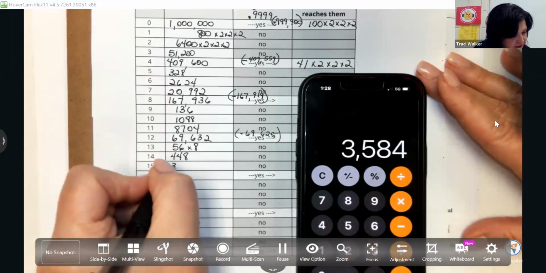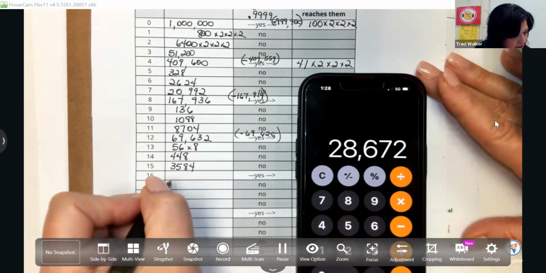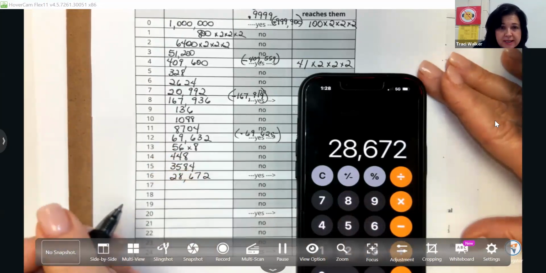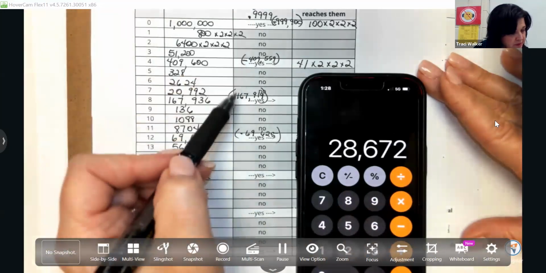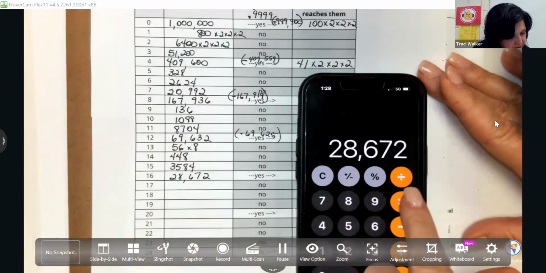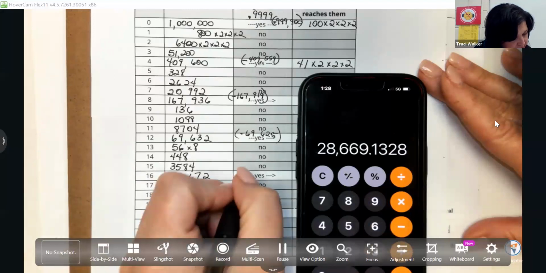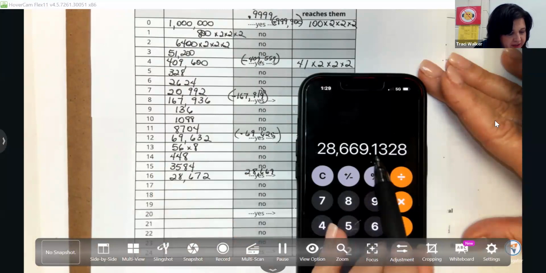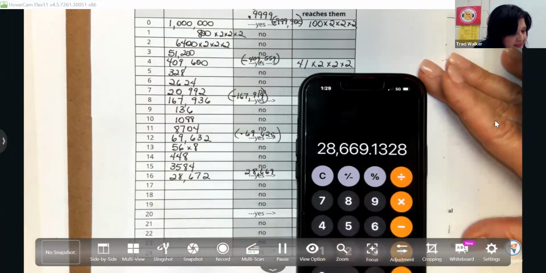In 15 hours, you're going to have 3,584. And in 16 hours, you'll have 28,672. You're going to take your 5th dose of antibiotics. Let's see, 1, 2, 3. Yeah, this will be our 5th. So we're going to kill 99.99%. We're going to kill 28,669. And notice we have a 0.1, so we're not going to round up. We'll leave that a 9.